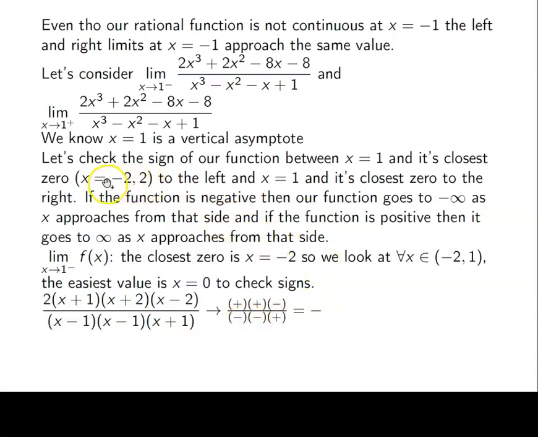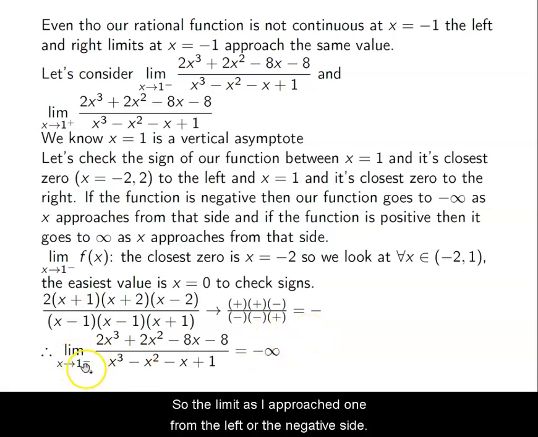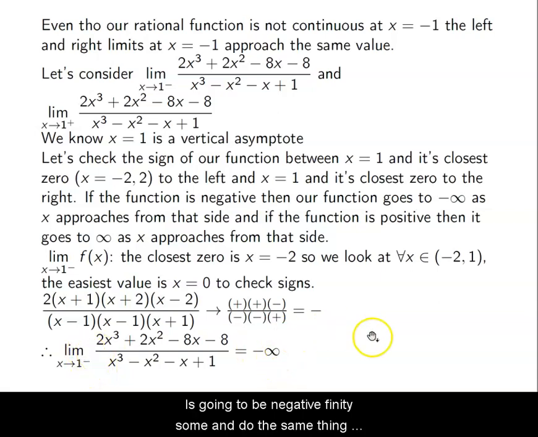So after my last zero, as I approach my asymptote from the left side, my function is negative, which means it will always be negative. And since I cannot plug in my asymptote, I know it goes to positive or negative infinity. It never crosses the axis again, so it goes on to be negative forever, which means it goes to negative infinity. So the limit as I approach 1 from the left, or the negative side, is going to be negative infinity. So I'm going to do the same thing from the positive side.